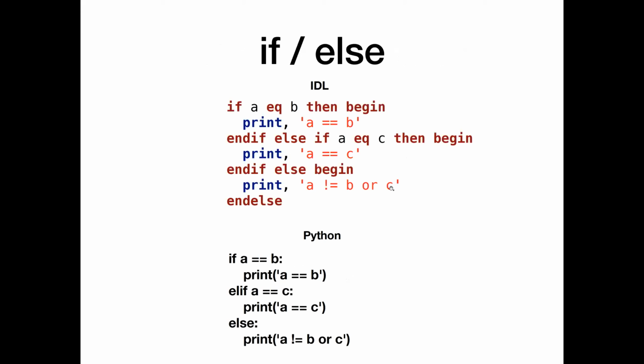If else statements are much different, primarily because of what I mentioned earlier about the control flow. Since Python is just using tabs for the control flow, you don't have to have this then begin, end if, else if logic. You just say if a equals b, and then give it however many tabs you're using, and then do elif for a different condition, and then else for all other conditions. So it's much cleaner in Python.